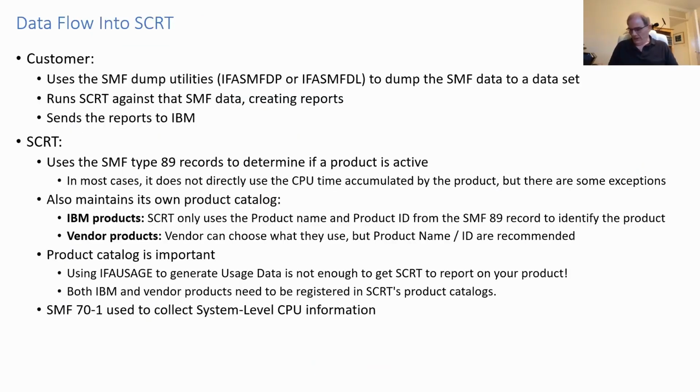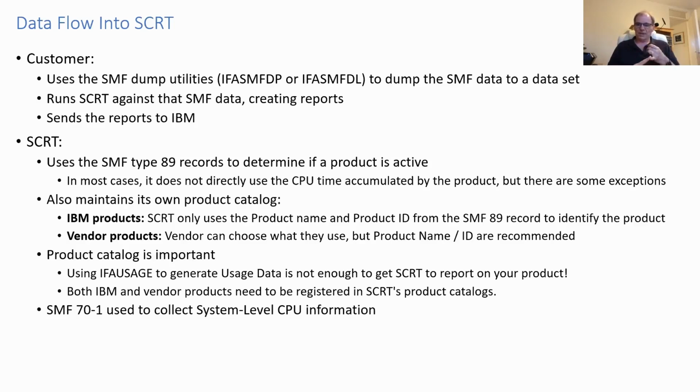Okay, so we're heading towards what on earth you're supposed to do with this stuff now. The data flow through SCRT: obviously, as a customer, you have to dump the SMF data to a data set, and then you run SCRT against the SMF data, and you create reports, and you send the reports to IBM. That's what the customer does. Now, SCRT, in a bit more detail, uses the Type 89 records, also 70 subtype 1, to determine if a product is active.